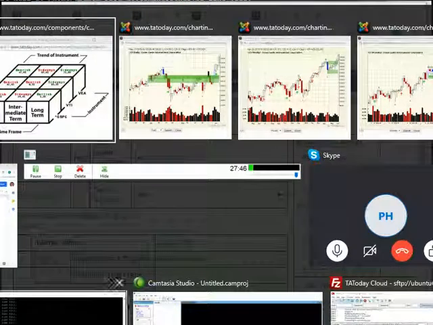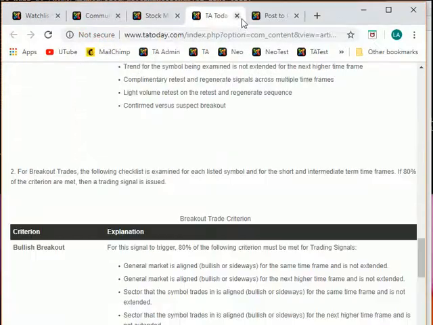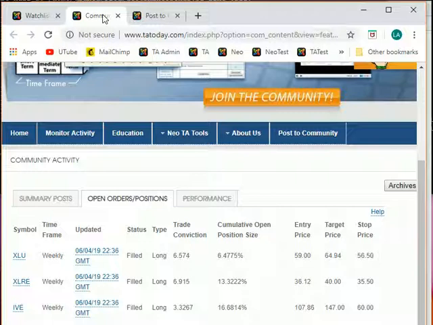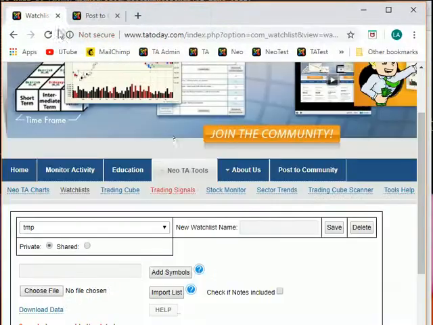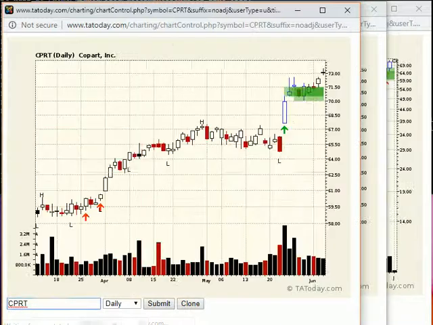Let me see. Where is my... it's here. We're getting too many windows. Let me clean up some of these windows. That one I need to get rid of, and this one I get rid of, and here's my watch list. So that was CCI. So that one's kind of like patience. Wait, see.